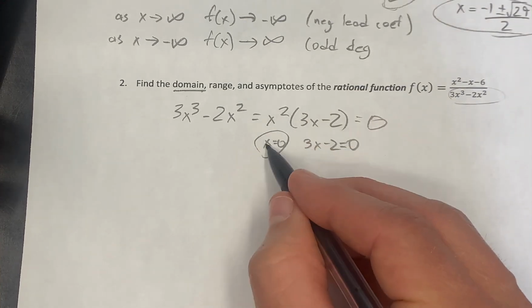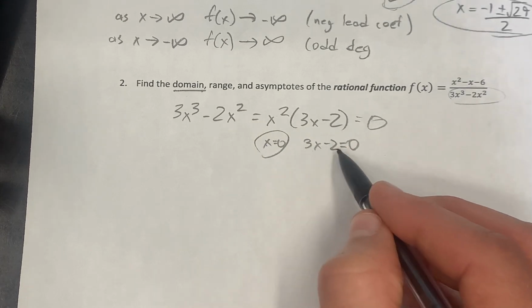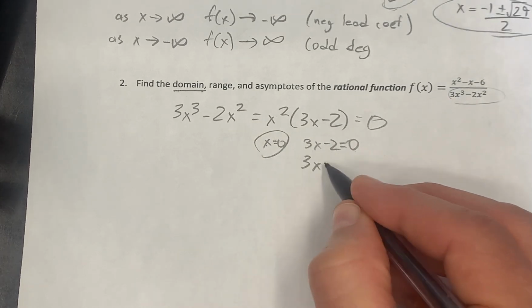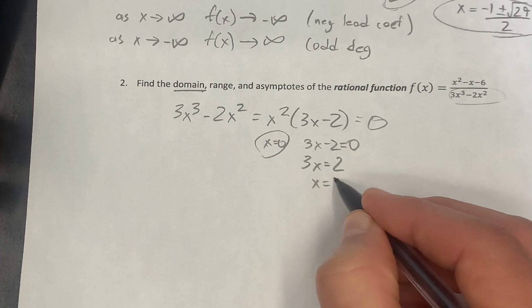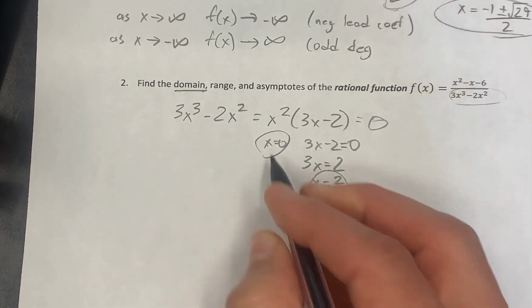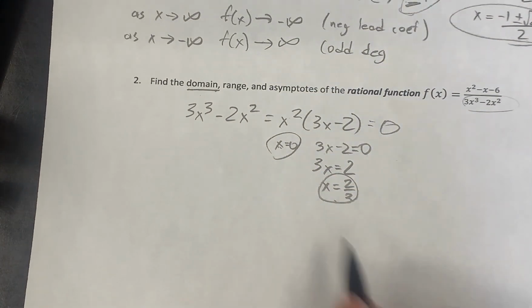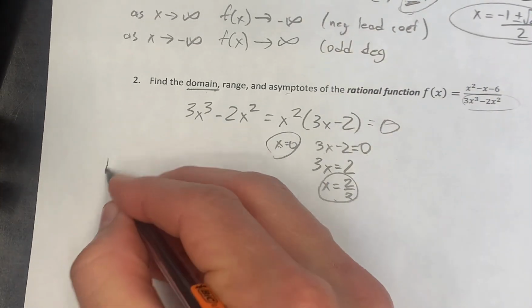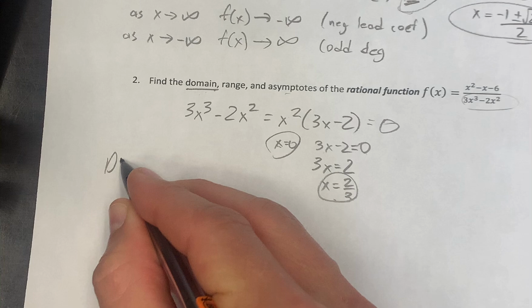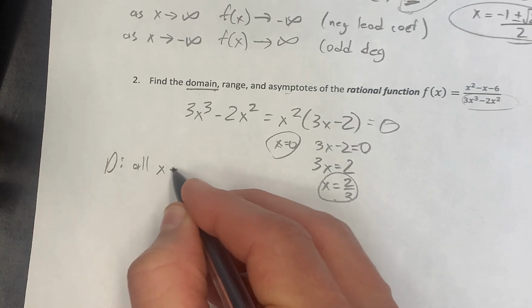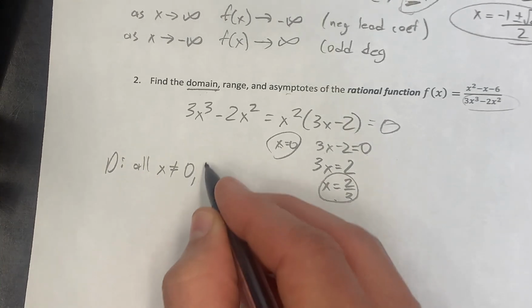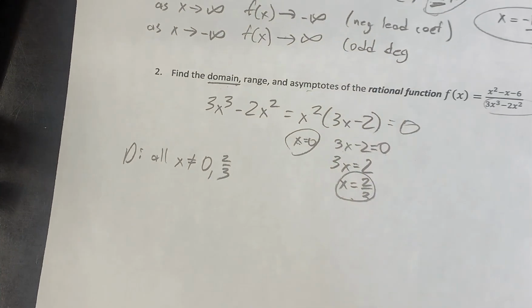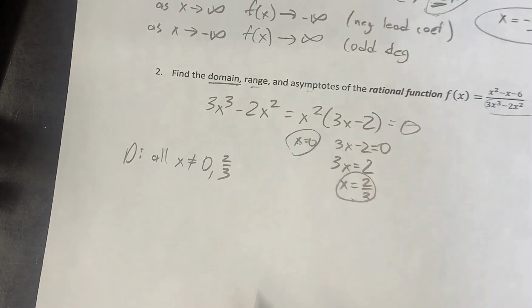Did I say x equals 2? I meant x equals 0, and 3x minus 2 equals 0. That means 3x equals 2 or x equals 2/3. Those are going to be both the holes in the domain and the vertical asymptotes. But as far as domain, we could say all x not equal to 0 or 2/3. Okay? Now for the range, we'll hold off just a moment.